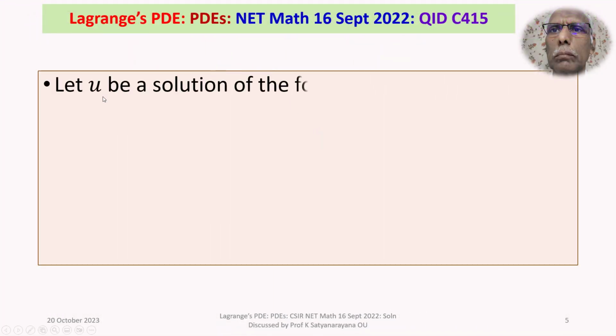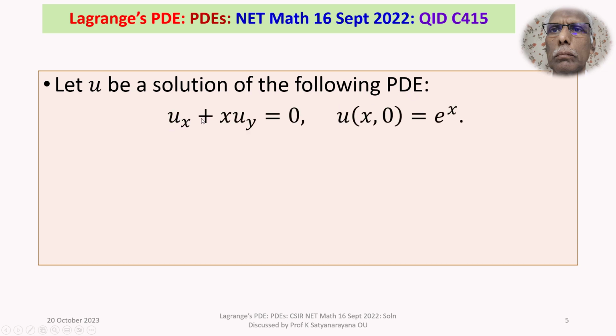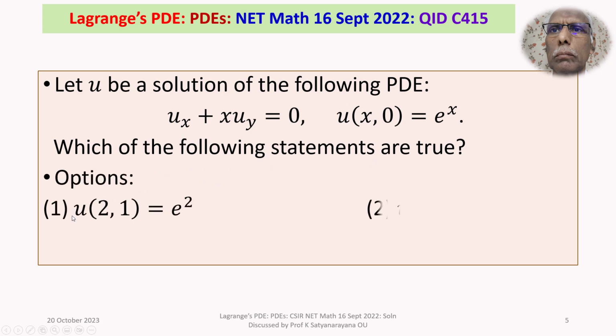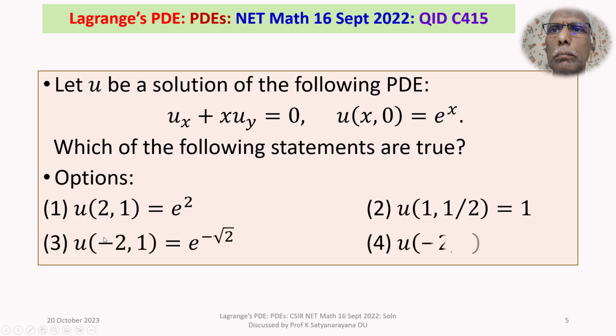The given question is: let u be a solution of the following partial differential equation: u_x + x u_y = 0, and u(x, 0) = e^x. Which of the following statements are true? We are given 4 options. The 4 options are here. Option 1, 2, 3 and 4.